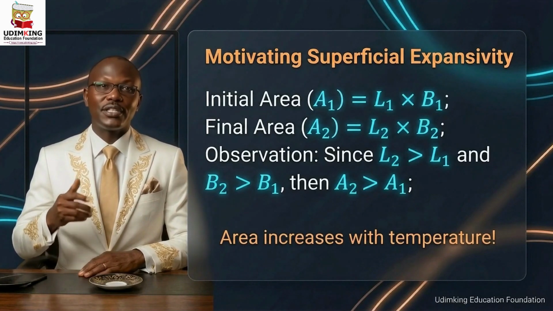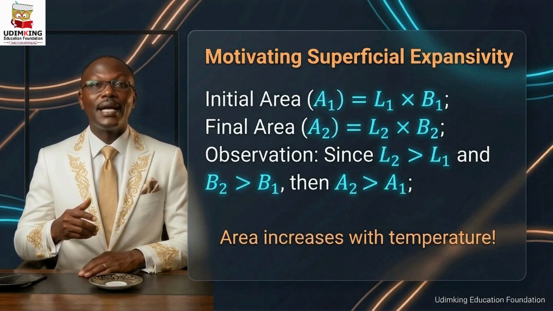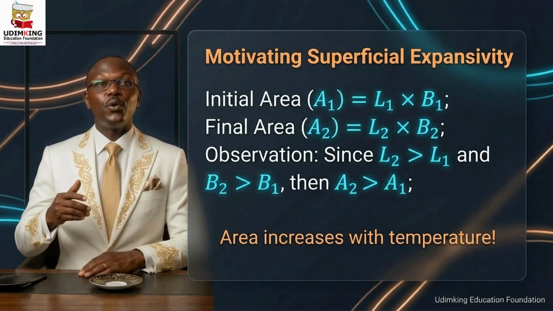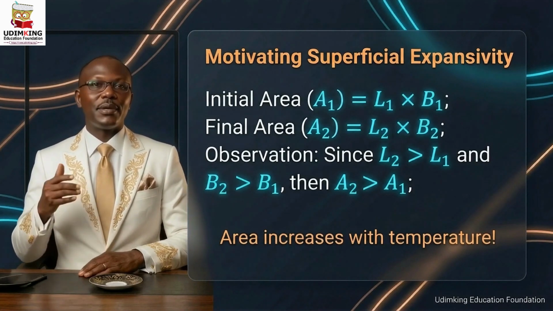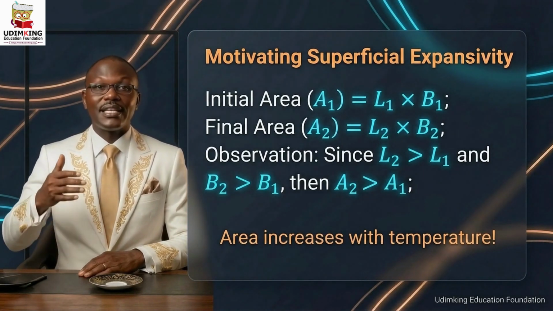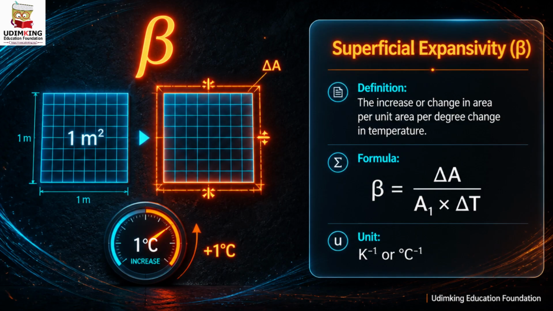Because both dimensions have stretched, the final area is obviously greater than the initial area. This proves that an increase in temperature directly causes an increase in the material's surface area. In physics, we call this area or superficial expansion. Just as linear expansivity tracks the change in length, superficial expansivity, represented by the Greek letter beta, tracks the change in area. Think of it this way.